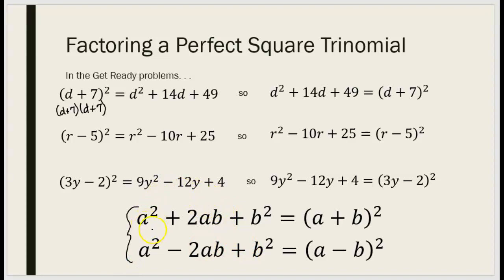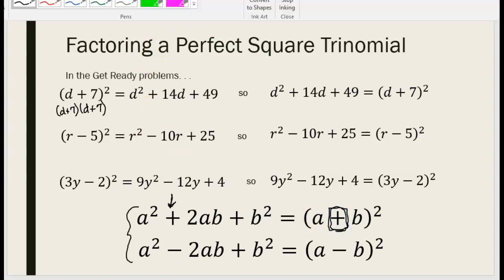So when we have a perfect square trinomial, this is the format that it's going to be in. You're going to have an a squared term at the beginning, a b squared term at the end. That's why these guys have to be perfect squares. And then a plus 2ab in the middle. When the sign in front of the middle term is positive, that means the sign in your parentheses is going to be a plus sign. Okay, that's how we know.